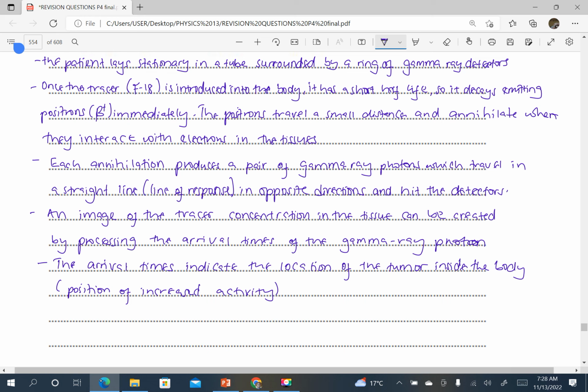Remember, we said the PET scan relies on the fact that the part which has a problem has a high body metabolism. And high body metabolism implies the rate of conversion of glucose into energy is so high. So that is a place of increased activity, and if there's a tumor being diagnosed, then the location of the tumor is indicated by the arrival time of these gamma ray photons.